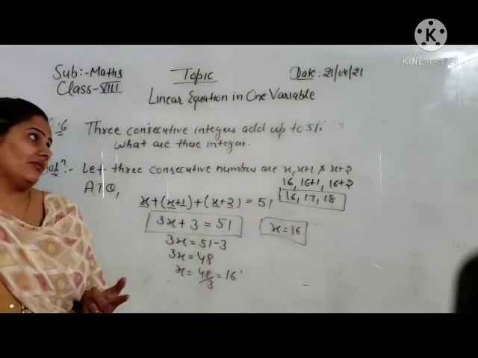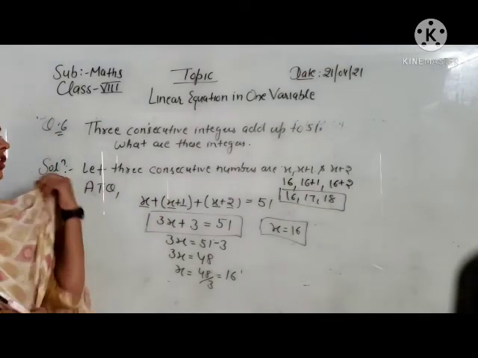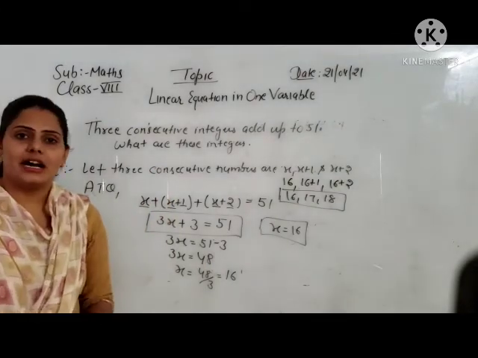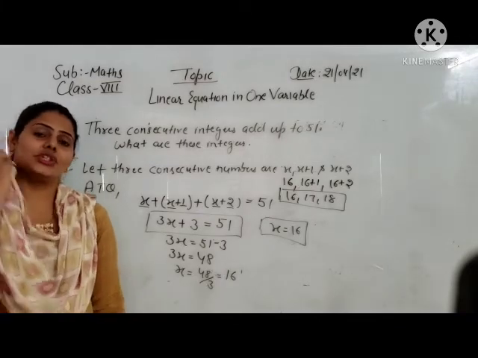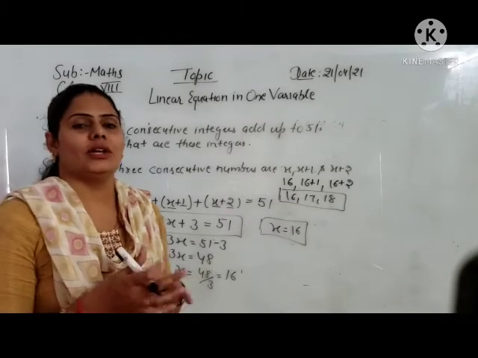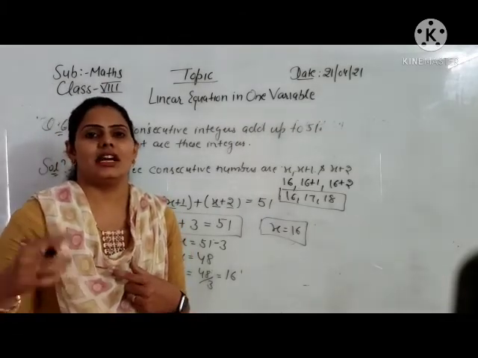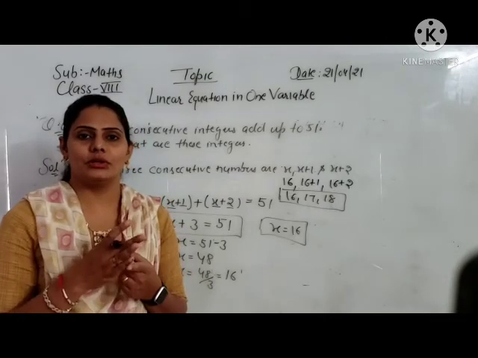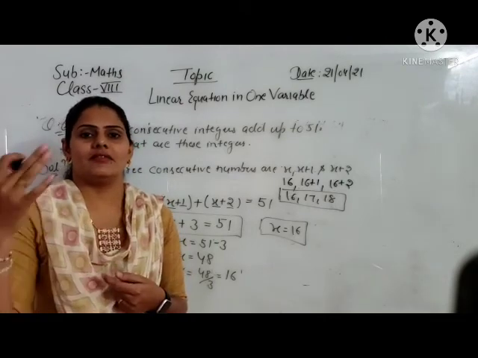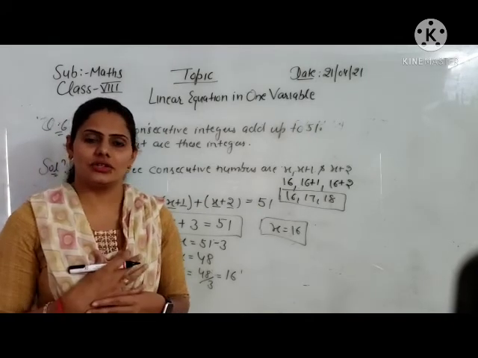So beta, first what will you do in this question? The addition of three consecutive integers is given as 51. So you have to tell what these integers are. Okay, so consecutive means ek ke baad ek, lagatar. For example, if the first consecutive integer is 1, after 1 comes 2, after that 3, after that 4. If you start from 2, then 2, after that 3, after that 4. If you start from 4, then 4, 5, 6 are consecutive integers.